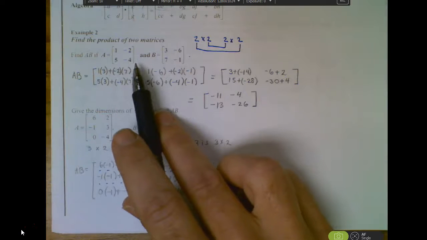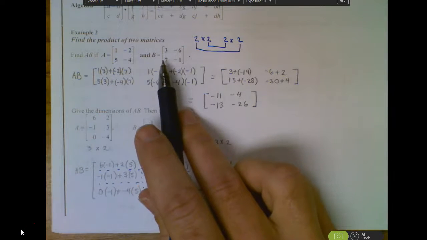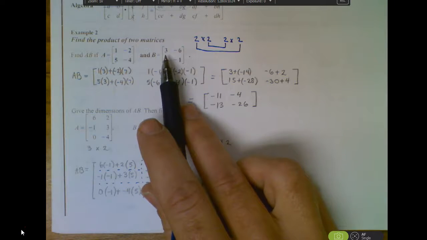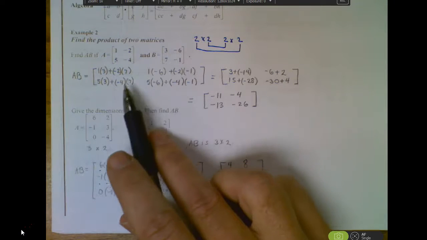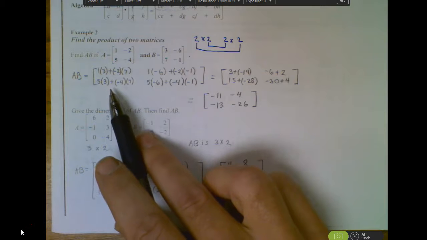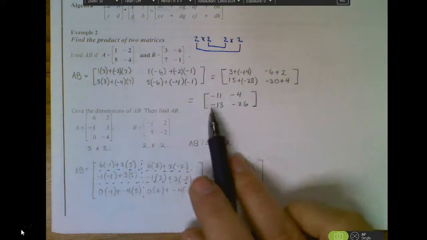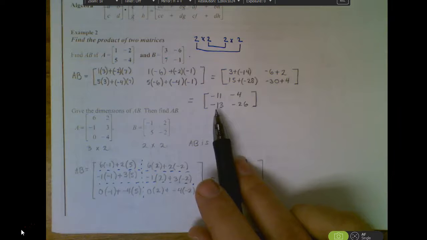So I'm going to do this row times this column. So I'm doing the 5 times 3 plus negative 4 times 7, and that's what you're seeing right here. So this is how we would set that up. And if I simplify all that, it's going in the bottom left.